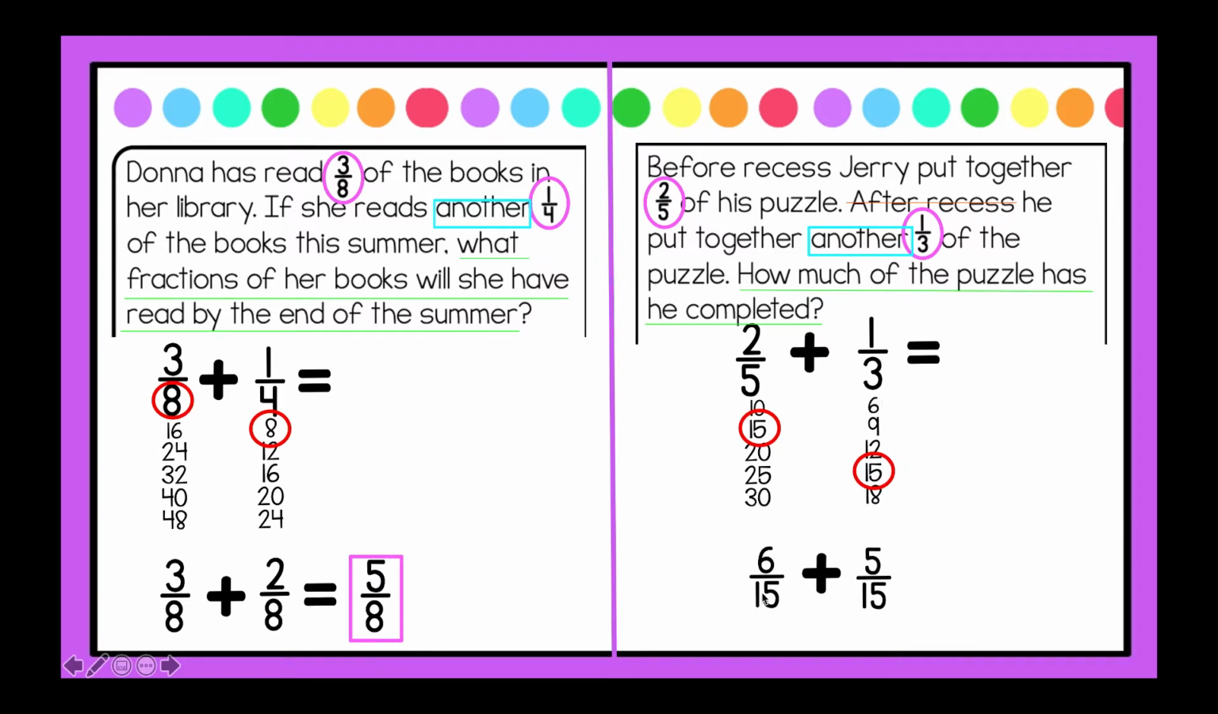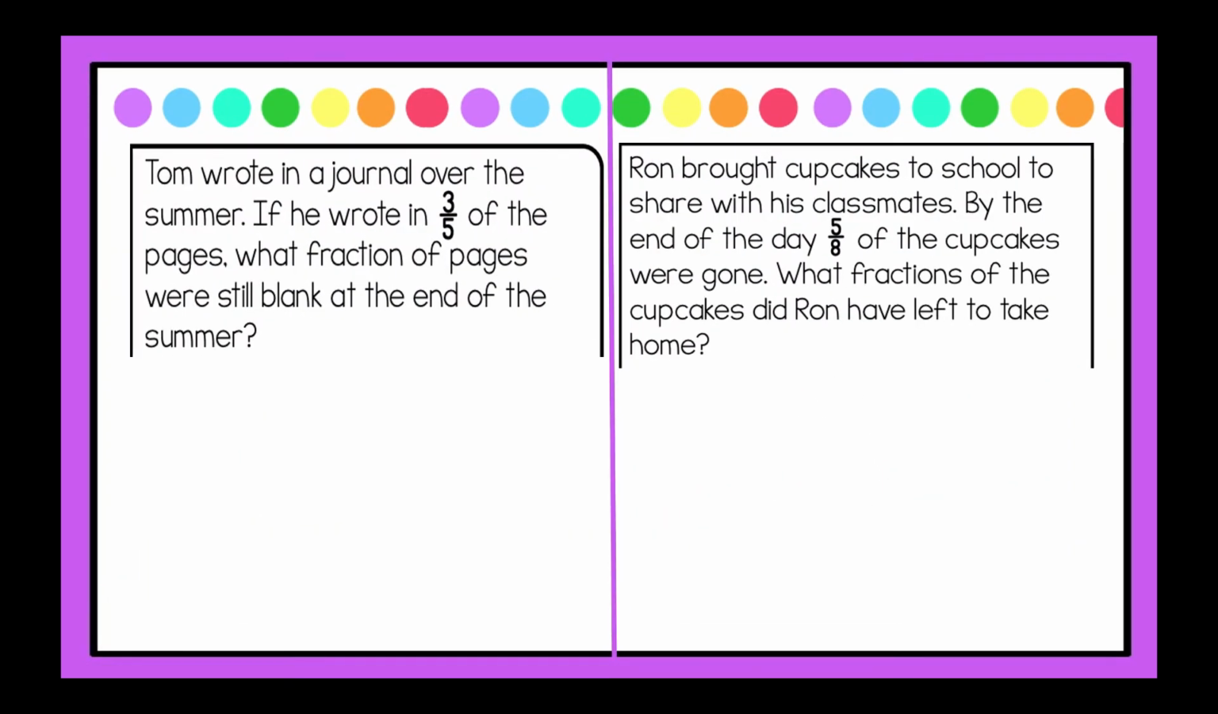So 6/15 plus 5/15 will give me, let's see, we're carrying over a denominator, adding our numerator, will give me 11/15. So he will have completed 11/15 of that total puzzle so far. So not quite, he needs to keep going, but he's getting there. All right, 2 more problems and then we will be finished.